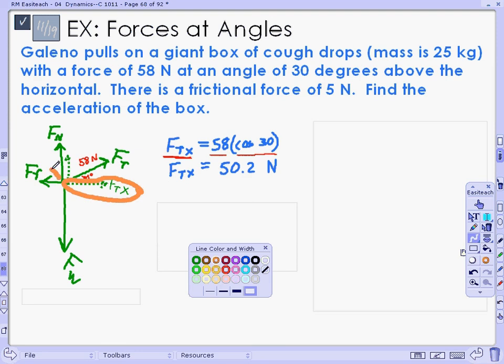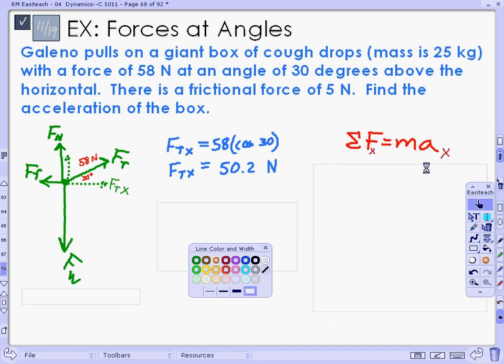And then, of course, friction's a factor. It impedes that. But that's the only force pulling it to the right. So you get a tension in the x direction of 50.2 newtons. Then I write down sigma F equals ma, and I threw in some subscripts there. I threw in these x subscripts just to emphasize it's the horizontal that we're interested in.